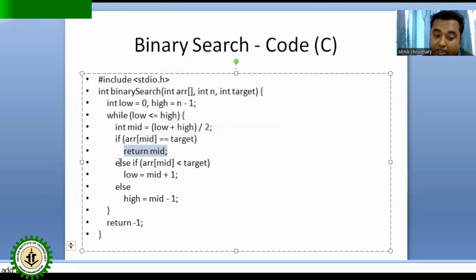And if not, then again checking: if array[mid] is less than target, then we have to update the value of low with mid plus 1. If array[mid] is greater than target, then we have to update high equal to mid minus 1. This continues until the condition is false, low less than or equal to high. After that, return -1. If the searched item is not in the array, then return -1.